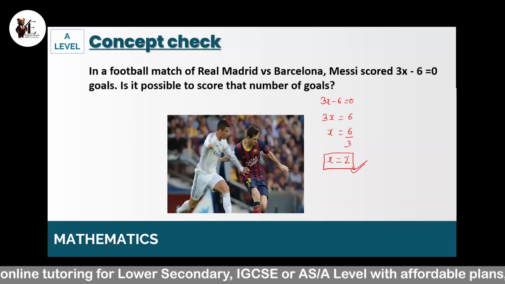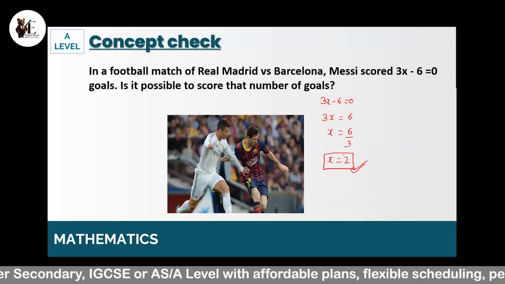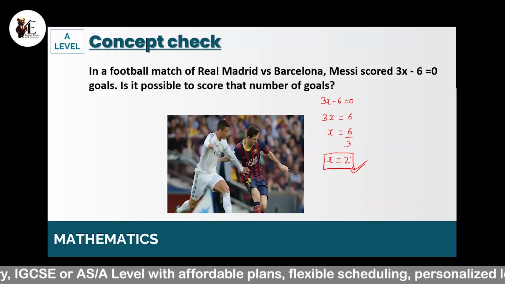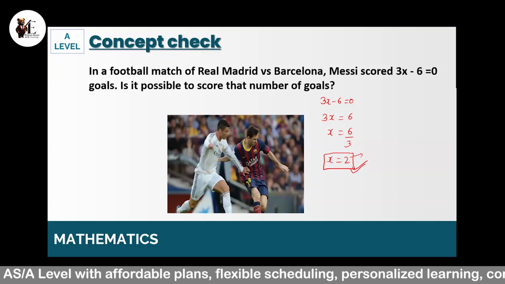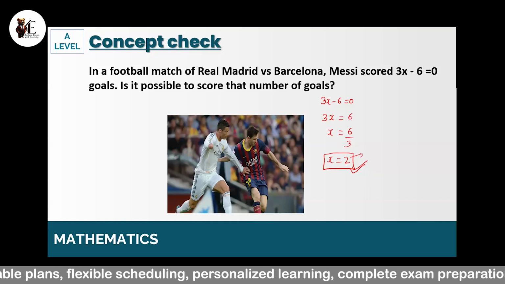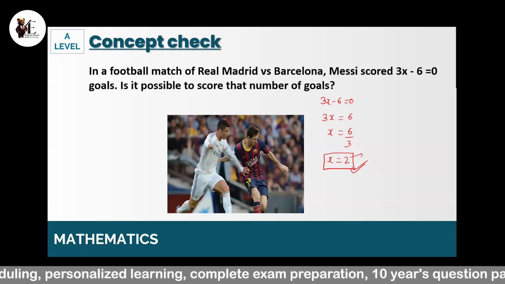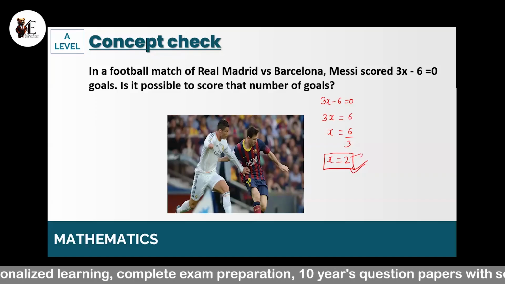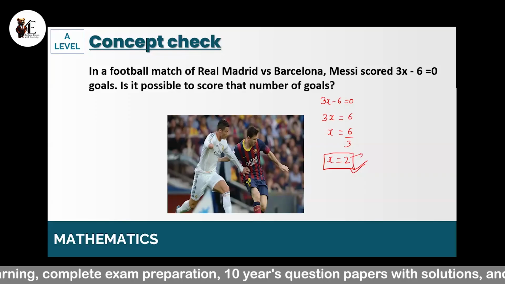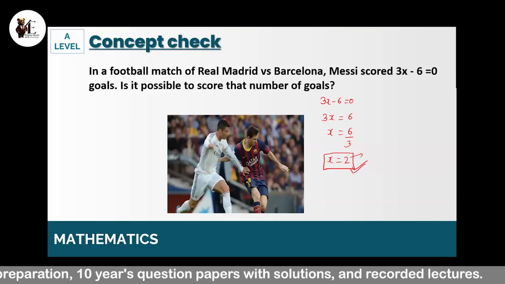It is possible. If it was negative, or a fraction, or a decimal, then it would not have been possible. But since it's a complete whole number, it is possible that a player can score such a number of goals. So the answer will be yes, it is possible, because after solving this equation we are getting 2 as the answer.